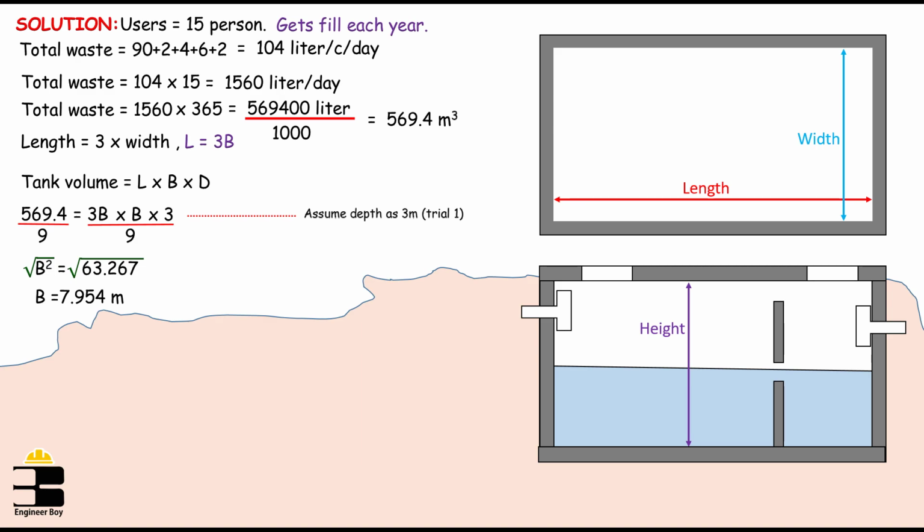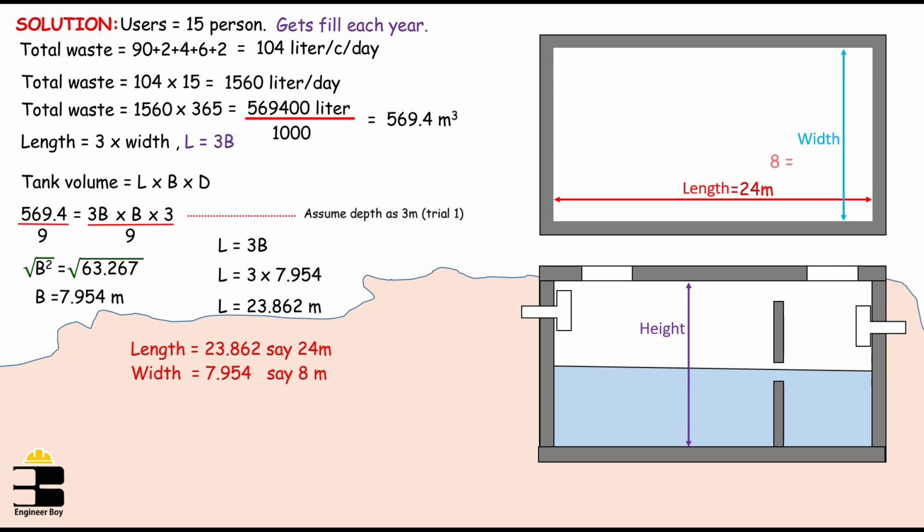Now, as you can see, we got the width, so we can calculate the length. Remember, length equals 3B, so we put the B value in: L equals 3 times B. B is 7.954, so we get 23.862 meters. That's so simple. So in trial 1, we have length equals 23.862, you can say 24 meters, it does not matter. The width equals 7.954, you can say 8 meters, and the depth is 3.